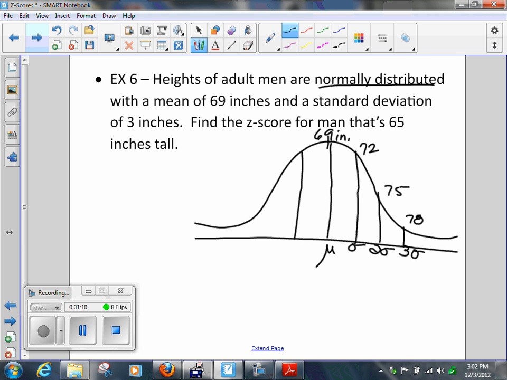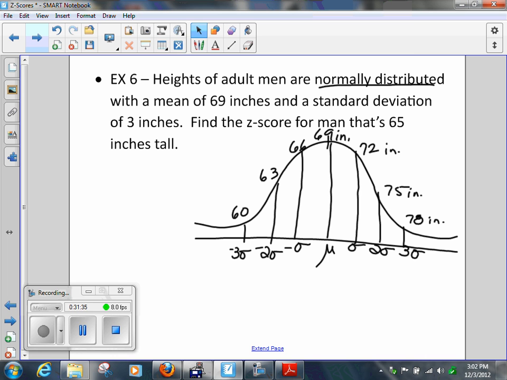Go the other way. We have 69 minus 3, which is 66. 2 standard deviations back would be 63. 3 standard deviations back from that would be 60. And these all represent inches, folks. Okay? It says find the Z-score for the man that's 65 inches tall, which is going to be right there. That means he is 5'5". Short little fella. Wow.